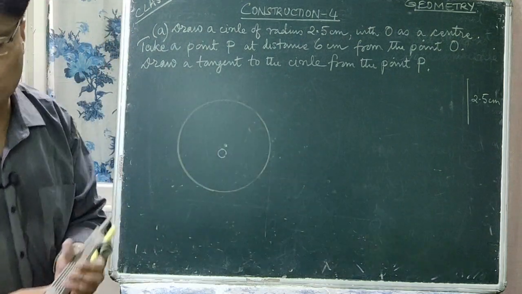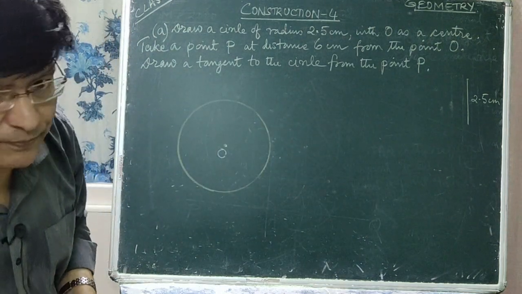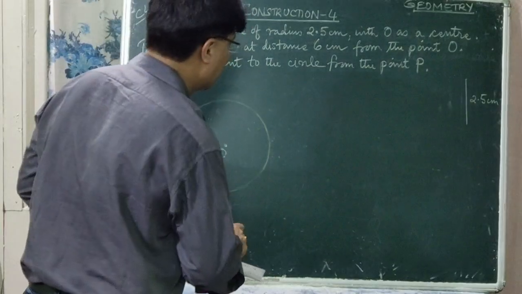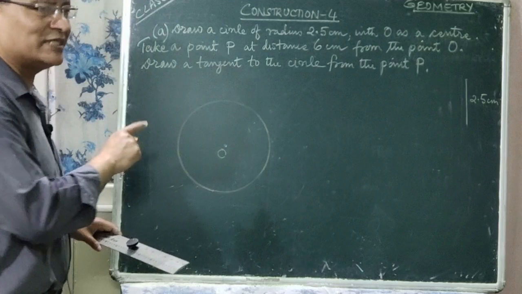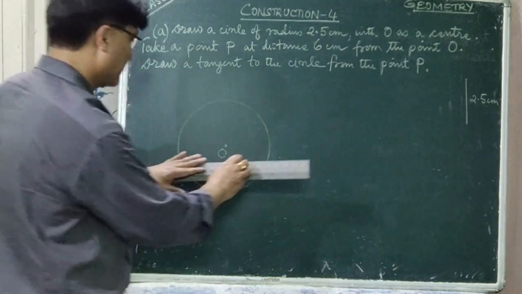So this is of length 2.5 centimeter. Is that clear? Now you have to take a point P outside the circle, which is at a distance of 6 centimeter from the center.